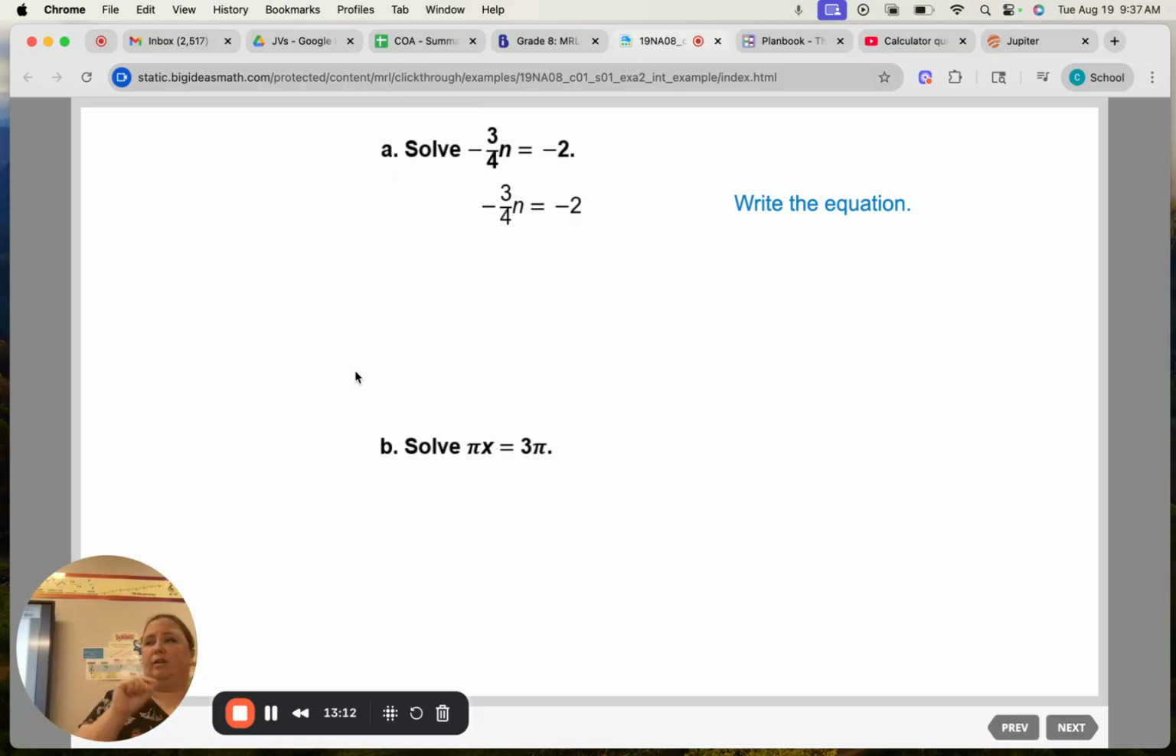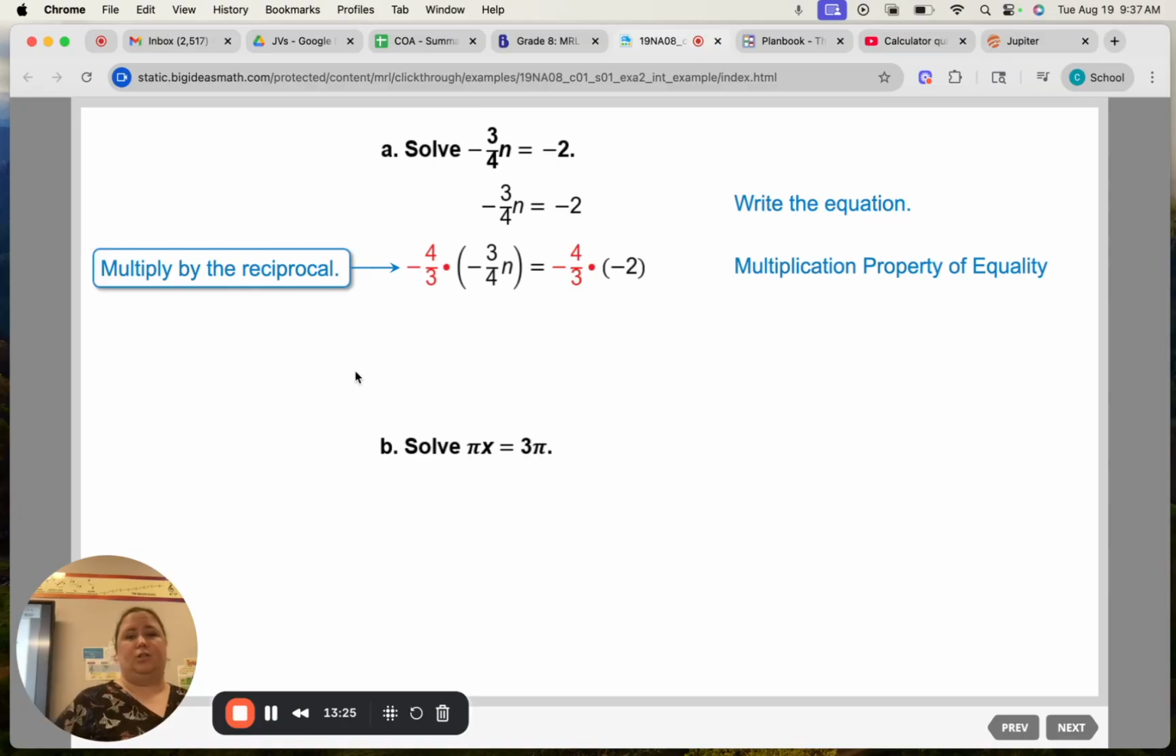Technically, this is saying 3/4 times n, right? And the multiplication property means we're dividing. But because it's a fraction, when you divide fractions, you flip it and multiply. Correct? So you see here, they have the reciprocal of it, and we're multiplying. Okay, so negative 4/3 times negative 3/4 just cancels. So then on the right-hand side, negative 4/3 times negative 2, somebody tell me what that is?